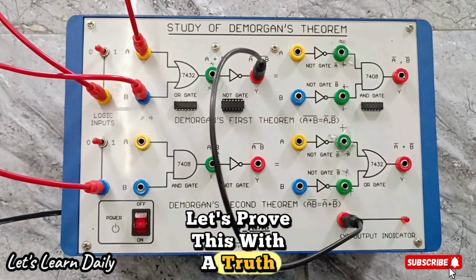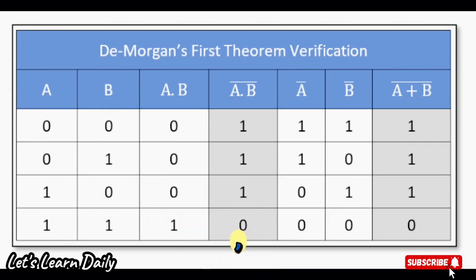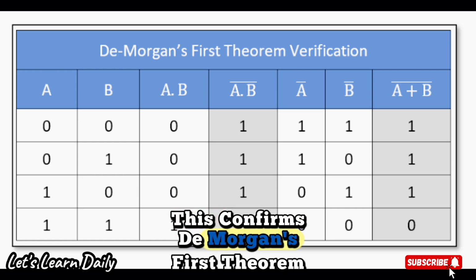Let's prove this with a truth table. As you can see, for every combination of A and B, the values of (A + B)' and A'B' are identical. This confirms De Morgan's first theorem.